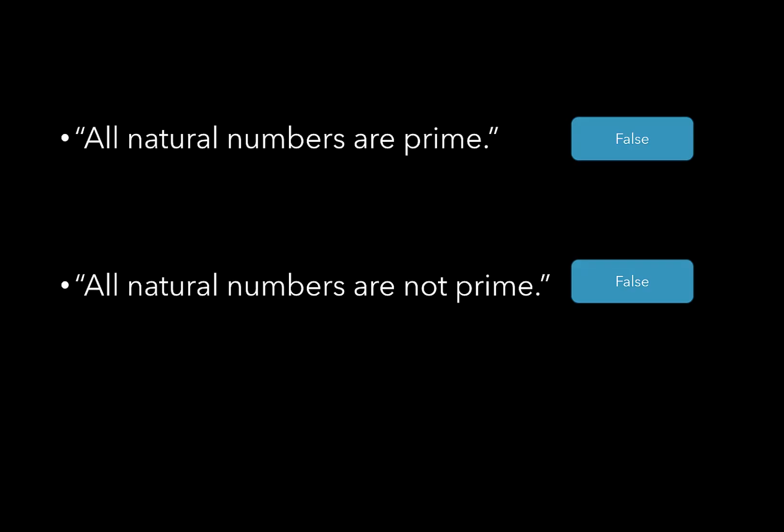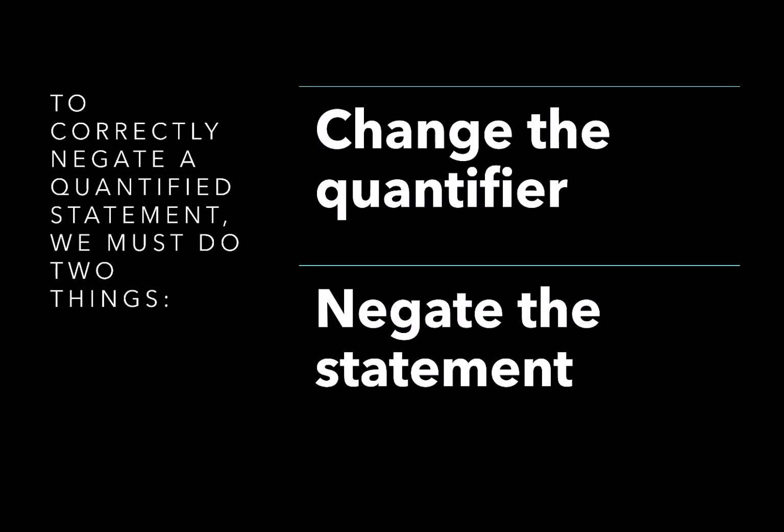So what really happened here? Even though we added the word not, we did not create the negation because the truth value didn't change. Both statements are false, which means they can't be negations of each other. To correctly negate a quantified statement, we have to do two things. We need to change the quantifier and negate the statement.